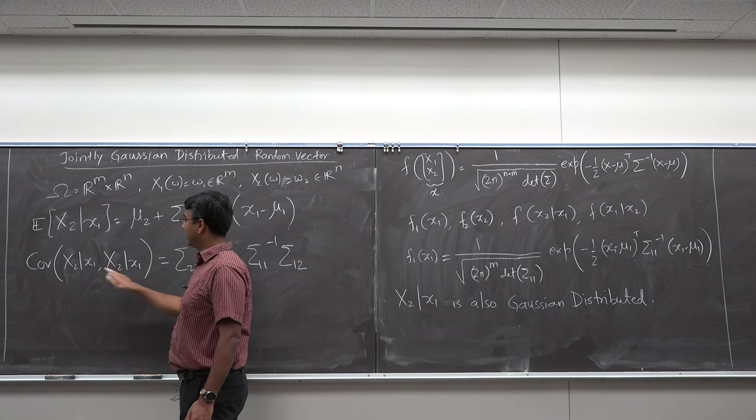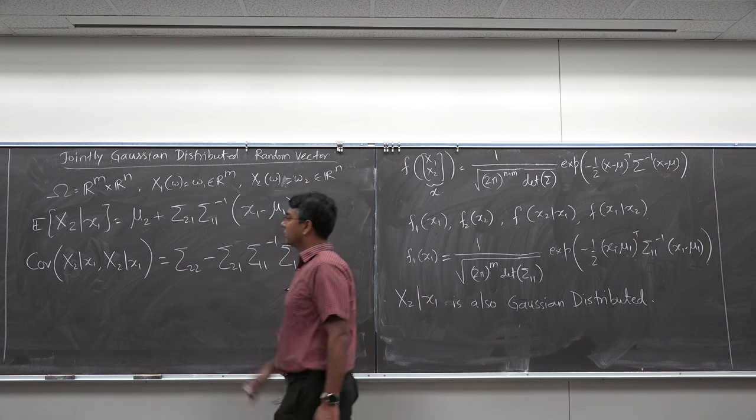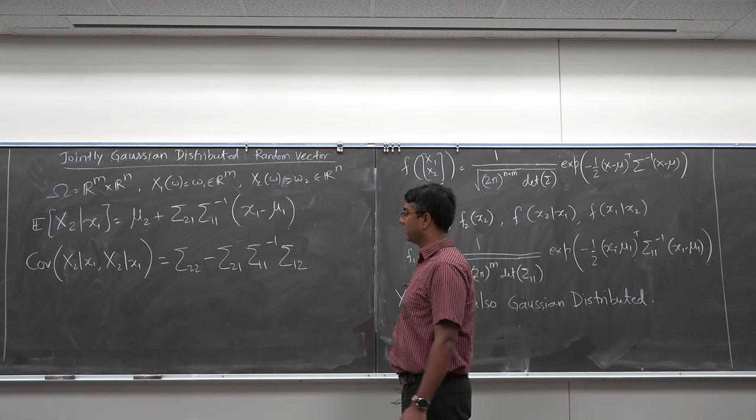And then the covariance is the variance in that particular temperature. Given that I know what x1 is, given that I know the temperature of this room, what is the variance of the temperature of the other room?